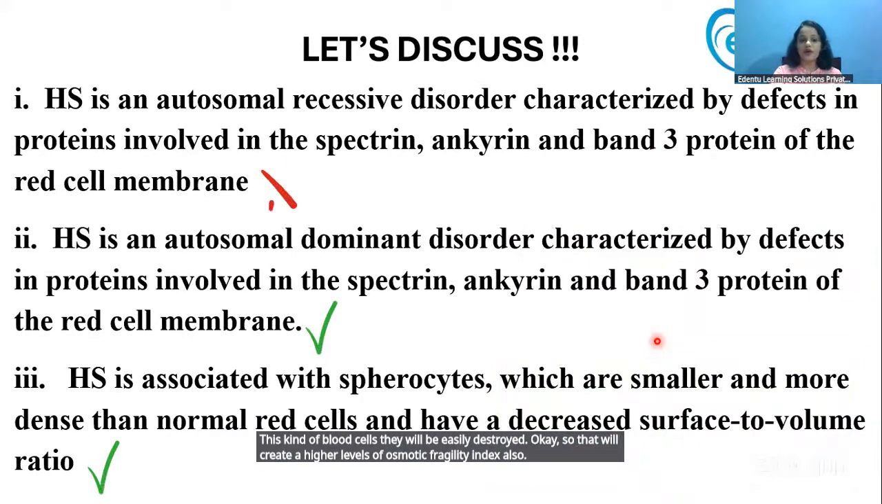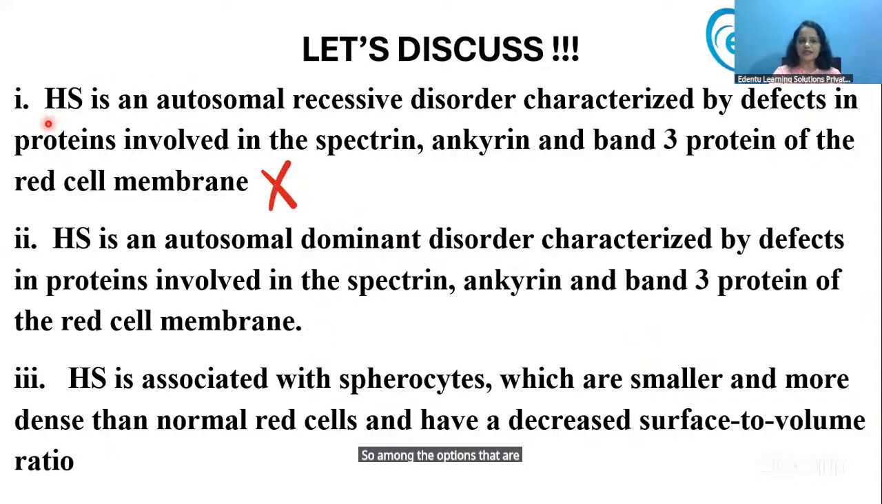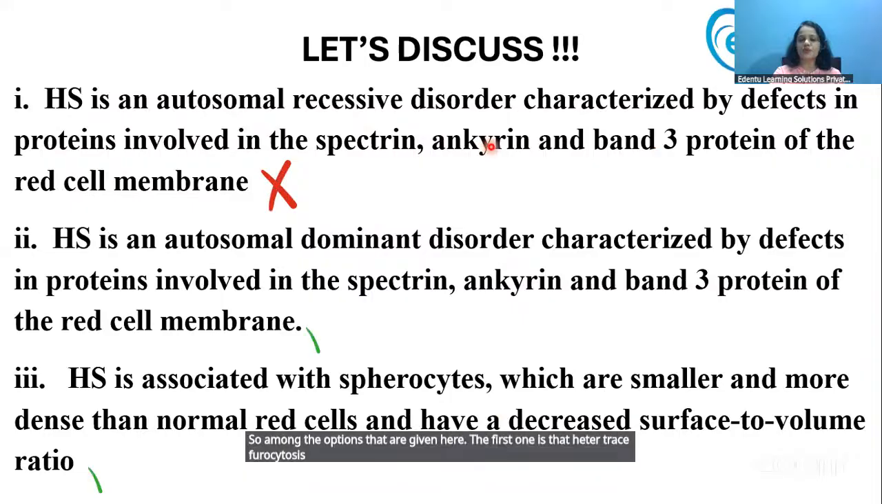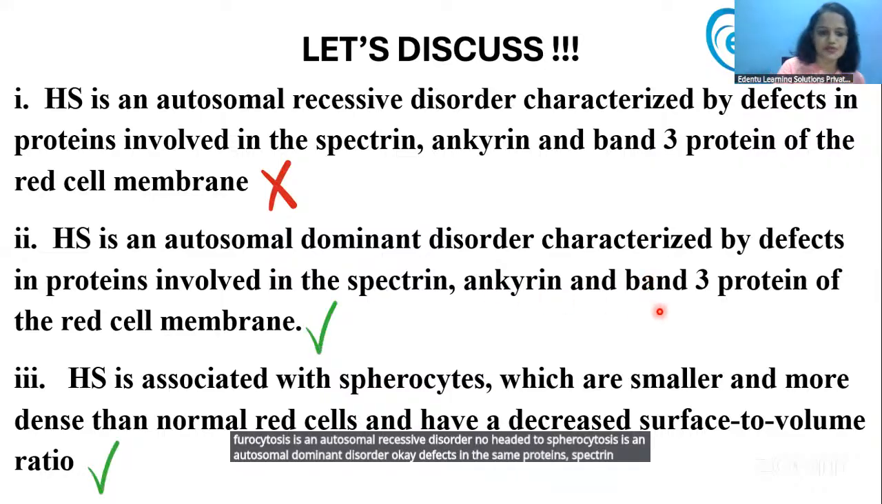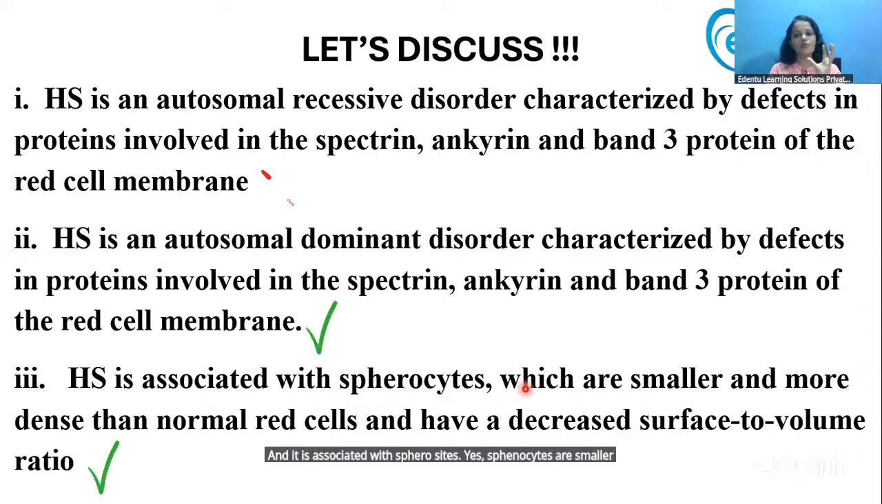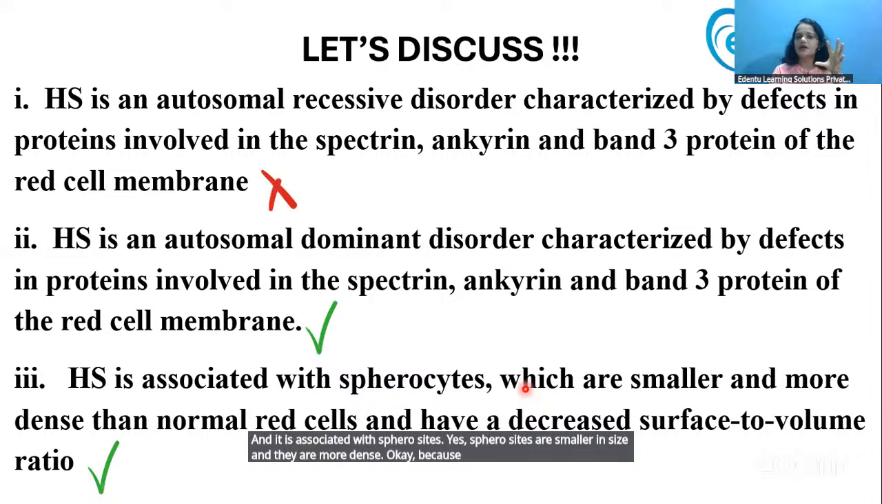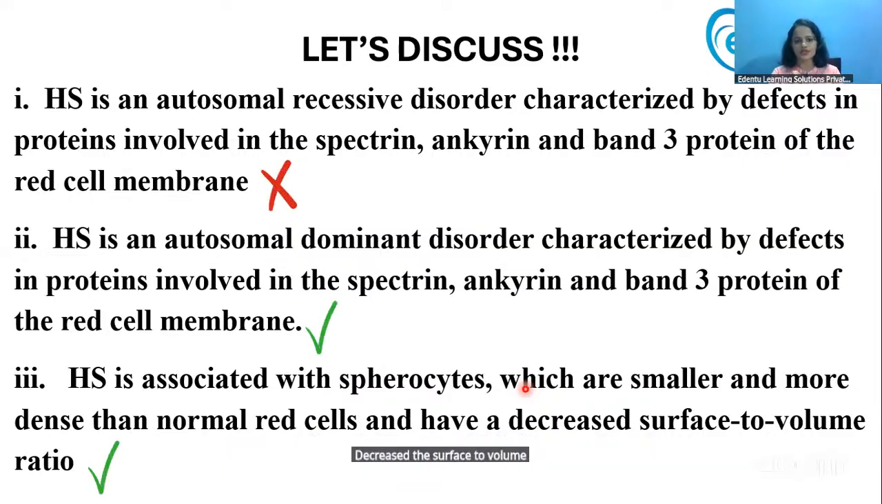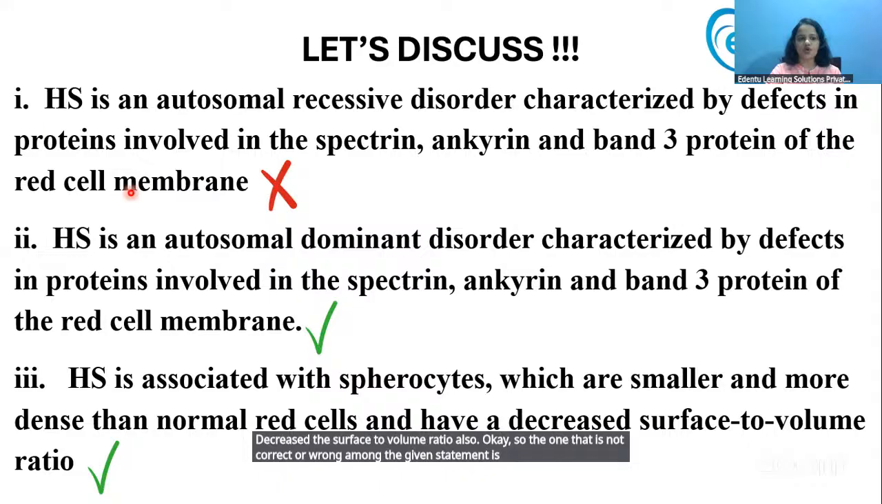Among the options given here, the first one says that hereditary spherocytosis is an autosomal recessive disorder. No, hereditary spherocytosis is an autosomal dominant disorder, with defects in the same proteins: spectrin, ankyrin, and band 3 protein. It is associated with spherocytes. Yes, spherocytes are smaller in size and more dense, because they have to contain the available hemoglobin. They are more dense than normal cells and have a decreased surface to volume ratio also. So the statement that is wrong among the given statements is option 1.